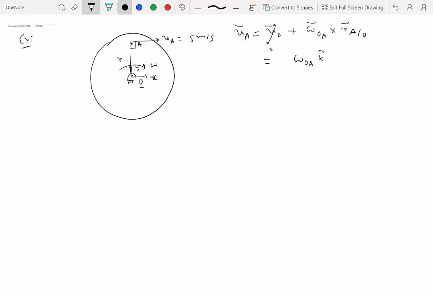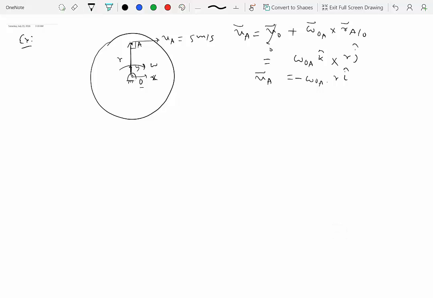If your guess is right, then the answer will come out to be positive. If your guess is wrong, your answer will come out to be negative, right? So we don't have to worry about that. So we'll just write omega OA k hat over here, cross. What is R of A with respect to O? That's this vector, and that is R j hat. So we get omega OA times R, and k cross j is minus I hat. So this becomes minus I hat, and that's velocity of A.